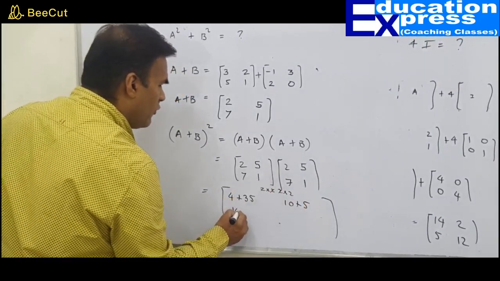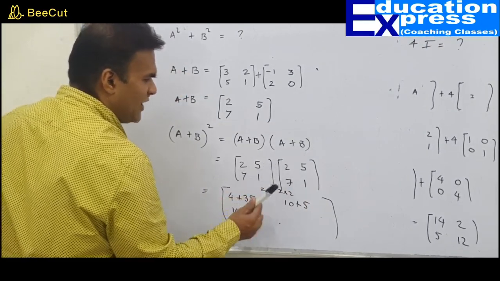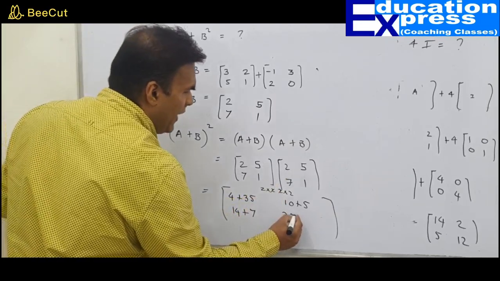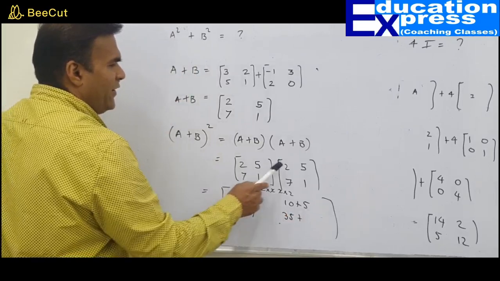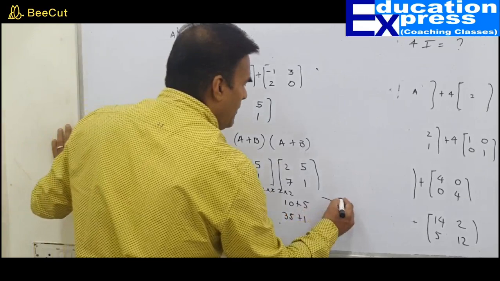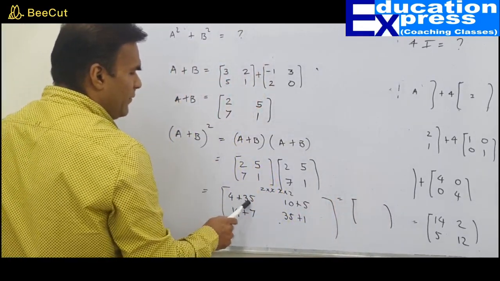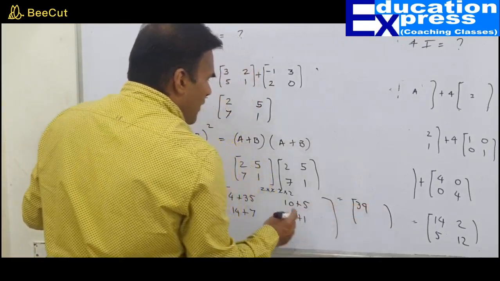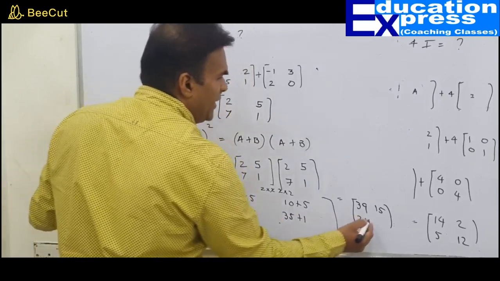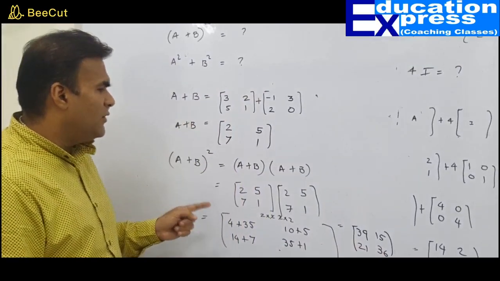7 into 2, 14, plus 1 into 7, that's 7. Again, 7 into 5, 35, plus 1 into 1, 1. So ultimately, we get the answer to A plus B the whole square: 39, 15, 21 and 36. This is how we can obtain A plus B the whole square.